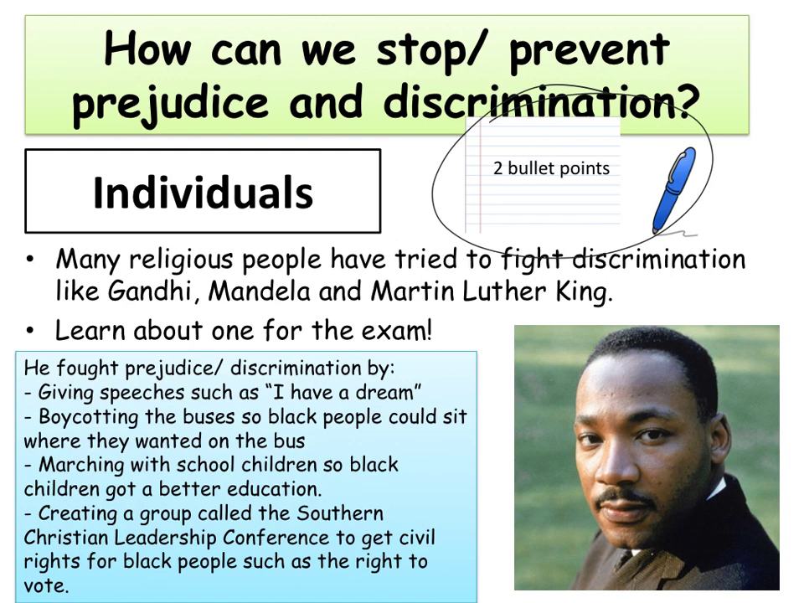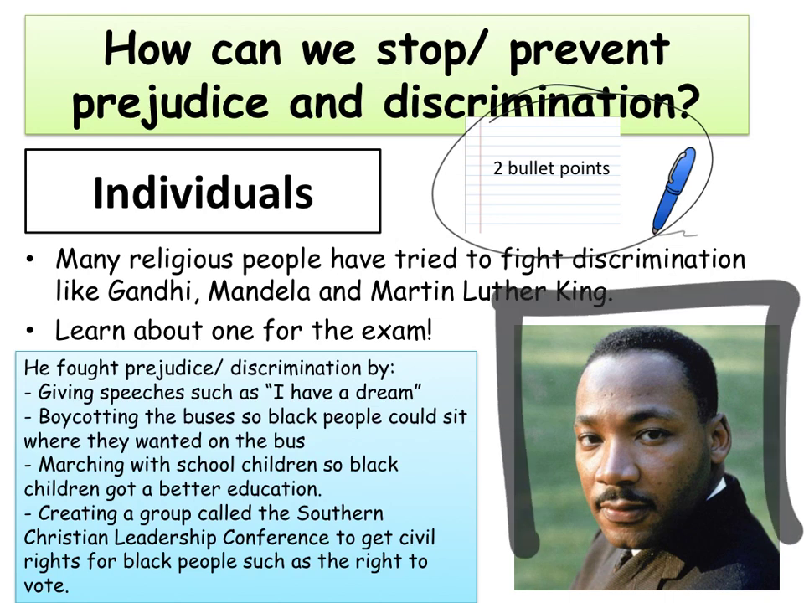Some information about Martin Luther King. This man down here is in the blue box. Martin Luther King fought against prejudice and discrimination by things like giving speeches, such as the famous I Have a Dream speech, leading boycotts of buses so that black people could sit where they wanted on the bus, marching with school children so that black people got a better education, and creating a group called the Southern Christian Leadership Conference to get civil rights for black people, such as the right to vote.